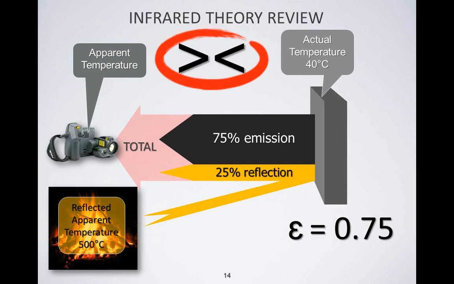Now let's say the temperature of my target of interest is 40°C, and the source of the reflection is a large fire with a temperature of 500°C. Once again, I have done nothing to the IR camera to compensate for emissivity. Will the camera report an apparent temperature higher or lower than the actual temperature?